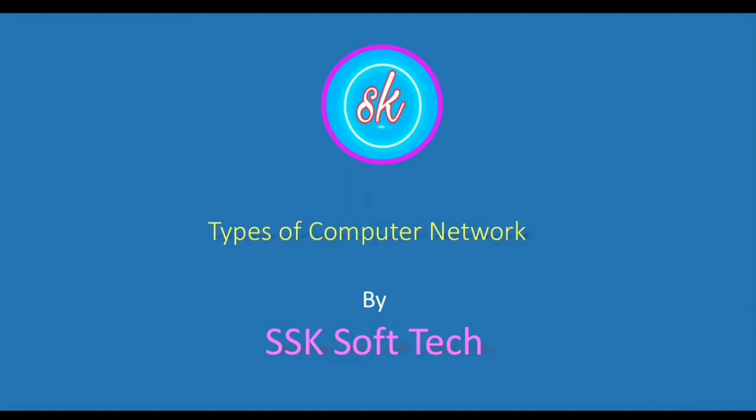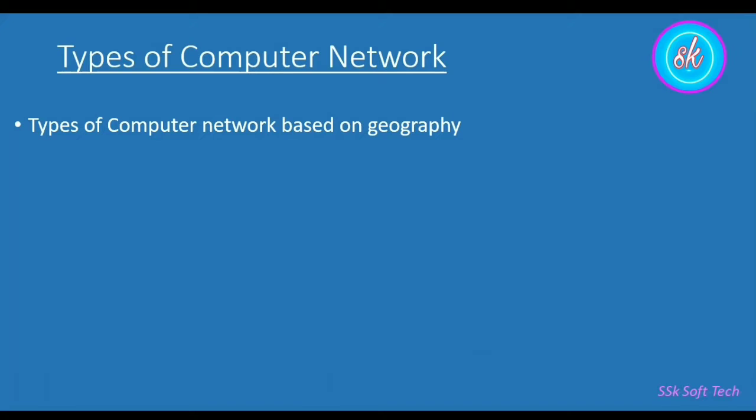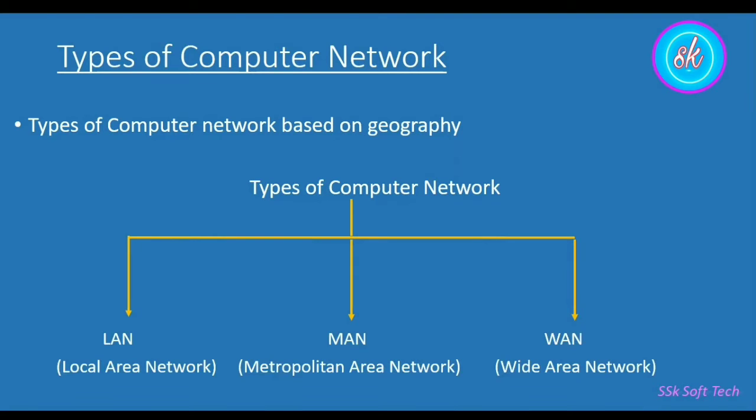In this session, we are going to learn types of network. Computer network is divided into three types based on geography. Geography means the physical size of the network. So, there are three types of the network based on geography. First one is LAN, second one is MAN, third one is WAN.